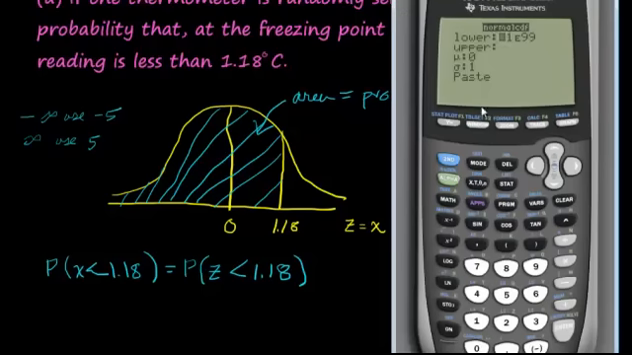Okay, so this is where I'm going. My lowest value for my area here would go to negative infinity, and I said I'm going to use negative 5. Okay, enter. Now my highest value, well, I come all the way up the scale to the highest value, 1.18.